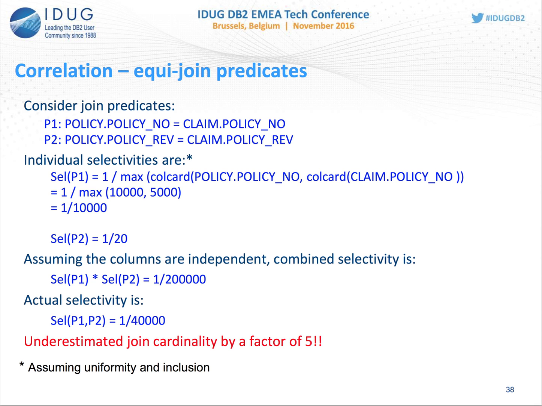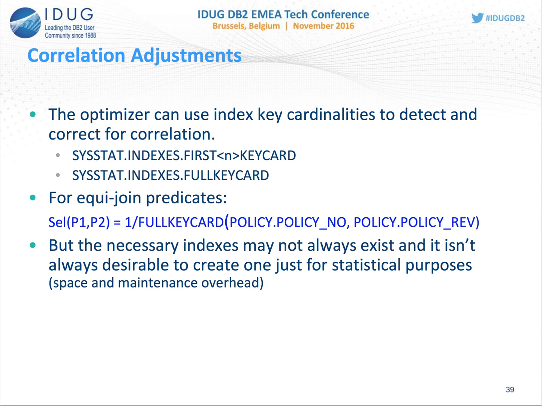So how do you fix that? If you happen to have an index on those columns, which is fairly typical, you get those stats automatically from the index, and those are the first key card stats. Within Db2 LUW, there's first key card, first 2 key card, first 3 key card, first 4 key card, and then the full key card.